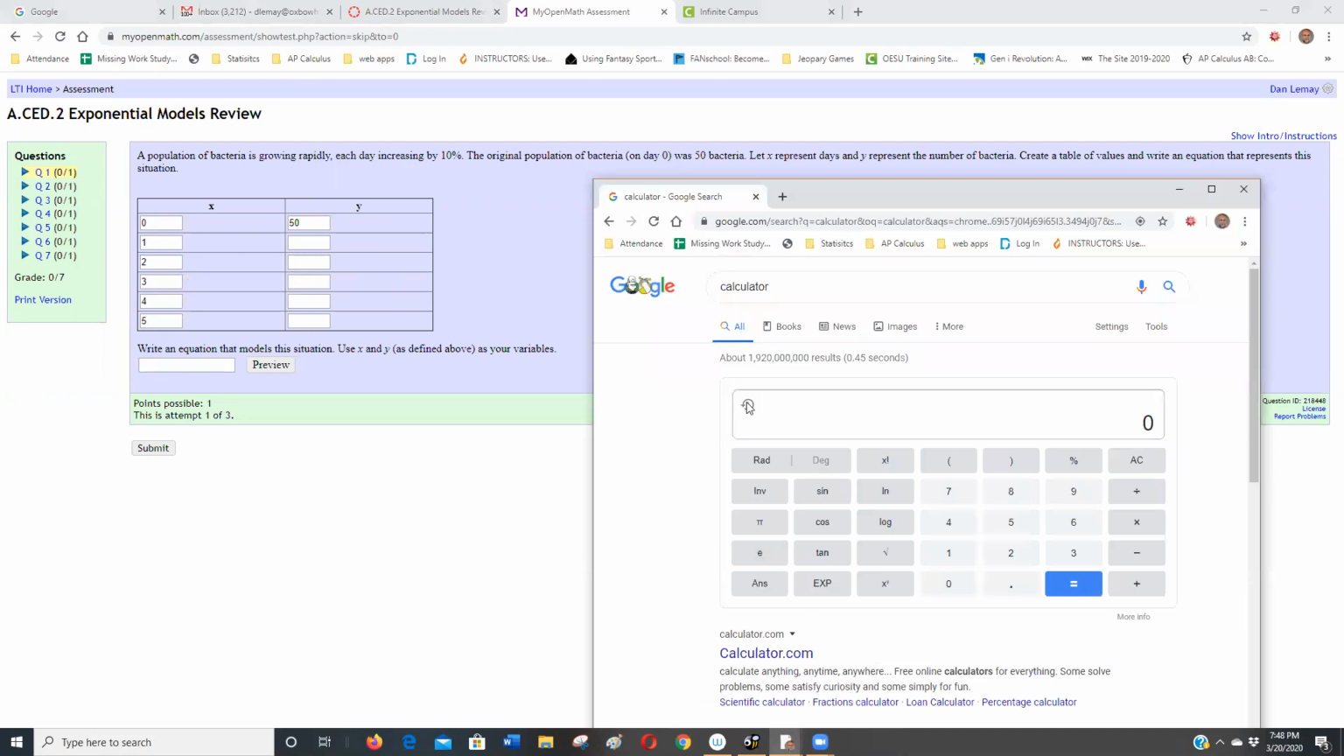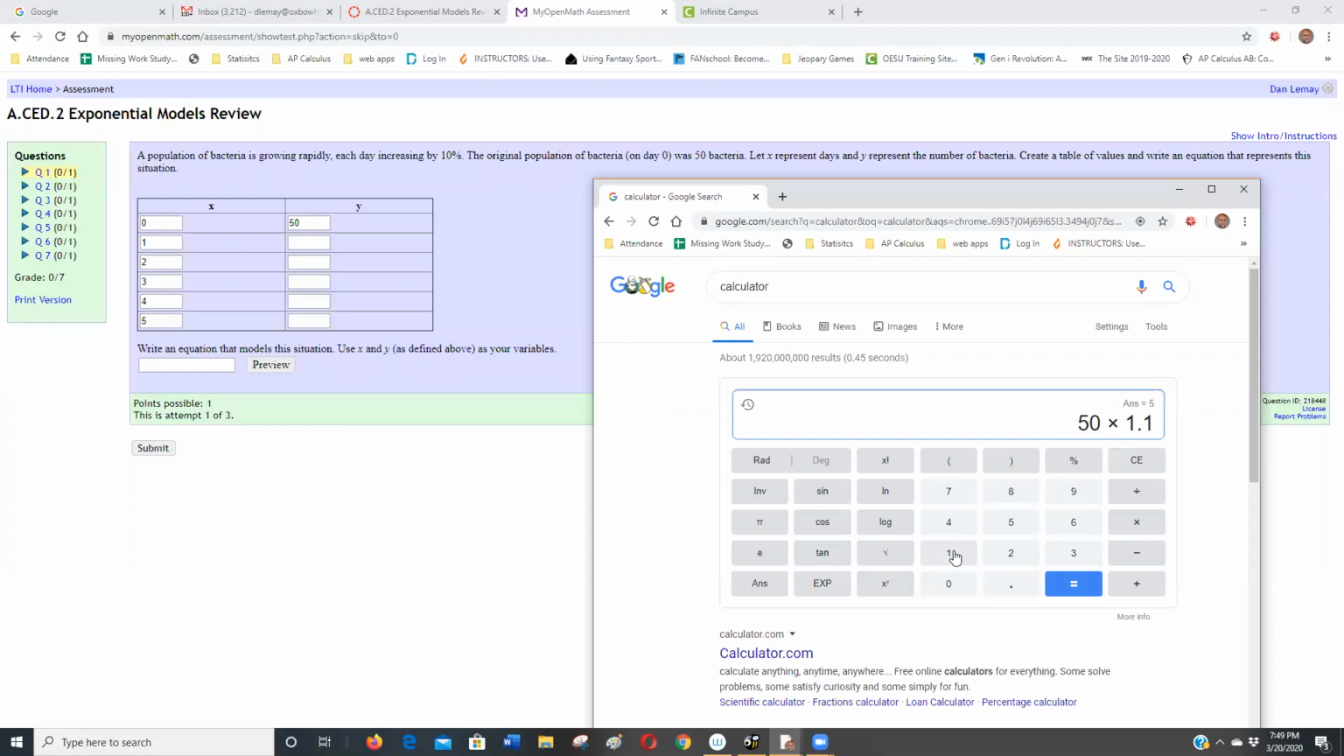Some of this I can do in my head, but it's going to get messy enough that we might as well use a calculator. If it grows by 10%, the easy way to find 10% of a number is to multiply by 0.1. Yes, I could multiply by 0.1, and that's the growth, but then I have to add in the 50 I started with. So the easier way to do this is to take 50 and multiply it by 1.1.